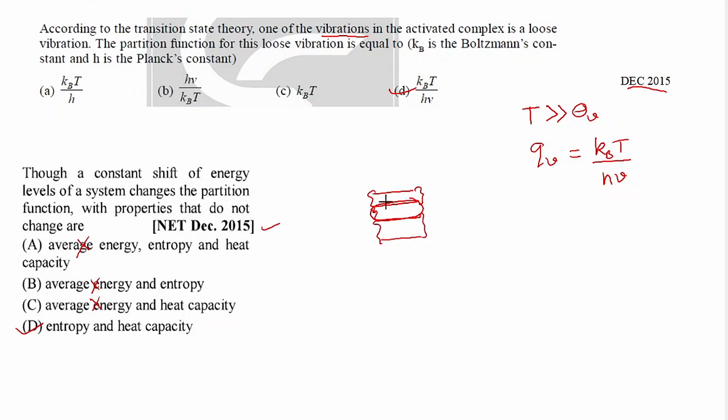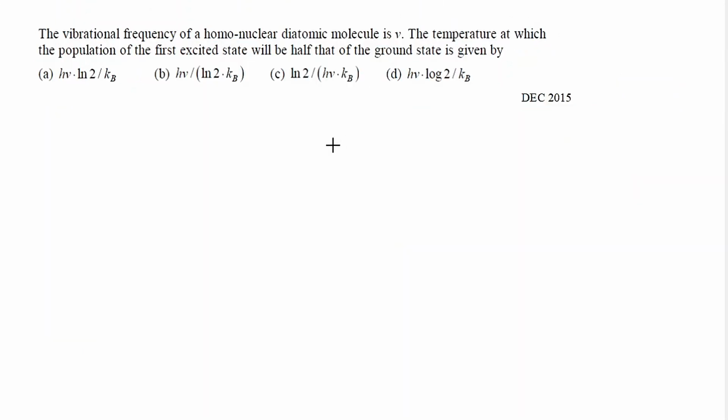So as the energy gaps are not changing, the value of the entropy as well as the heat capacity will remain constant, and as a result the answer is D, that is D is the correct option. Okay, this was a very simple question that was asked. Moving on to the next numerical.